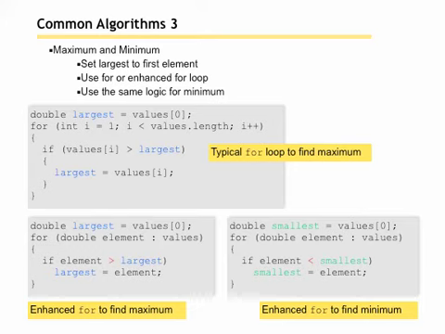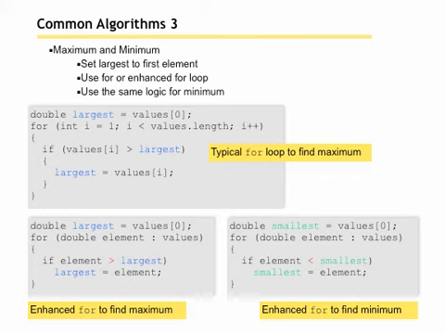If value sub i, that means the current element, is greater than the one I think is the largest, the one I've stored in that variable largest, then set the largest equal to the current one. By the time I'm done with the for loop, the variable largest will contain the largest value inside the array.